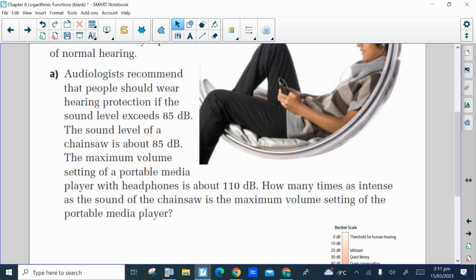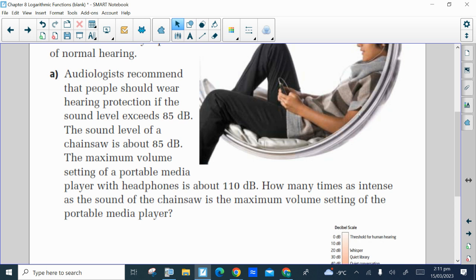Audiologists recommend that people should wear hearing protection if the sound level exceeds 85 decibels. The maximum volume setting on a portable media player with headphones is about 110 decibels. How many times as intense as the sound of the chainsaw is the sound of the volume setting of the portable media player? How many times as intense?